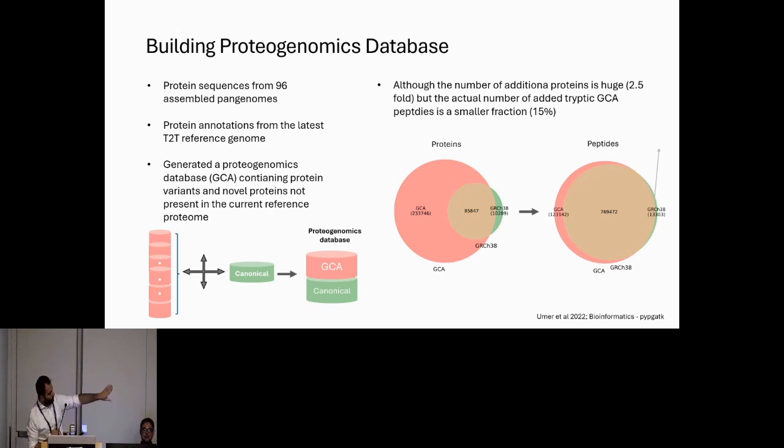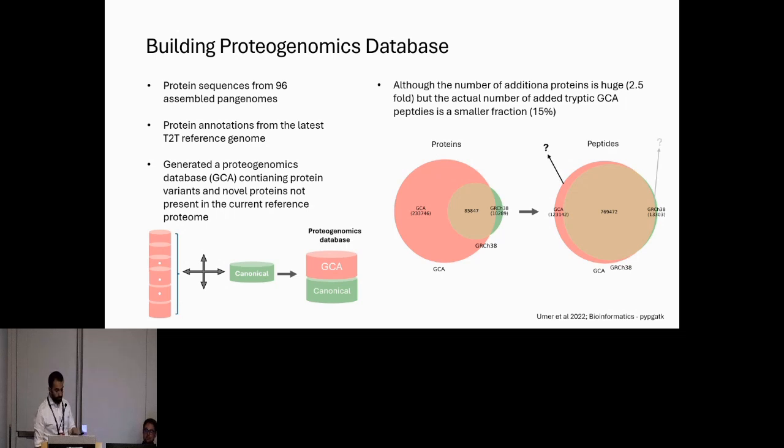So we have some 123,000 GCA peptides. These peptides are only found in the pangenome or reference genomes. And then we have a smaller number of canonical peptides that are not found in any of these samples. So these are still theoretical peptides, right? Yes, but that is the content of our database that we will search.